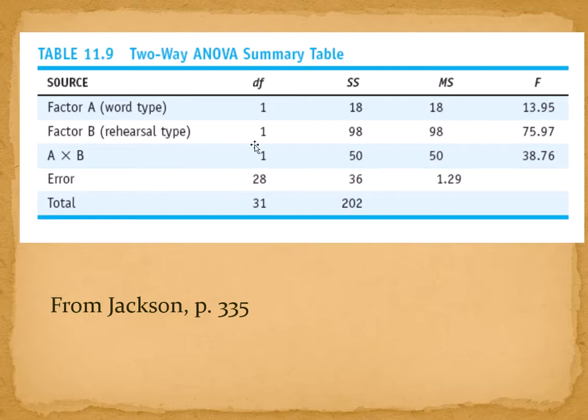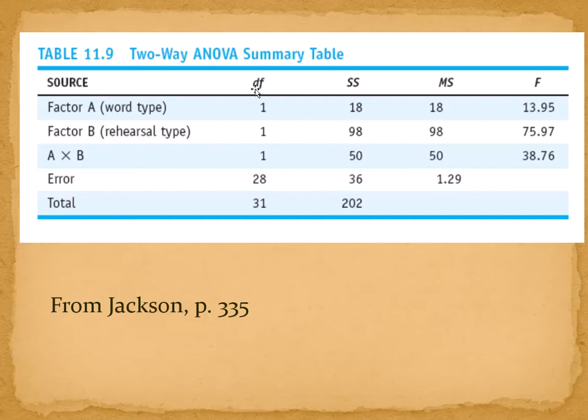So we have information. We know that it's 2, so in each of these, that's 2 minus 1. 2 minus 1 is 1. 1 times 1 is 1. There was a total of 32 people, so we ended up with 28. And we're given all this information. We know 18 divided by 1 is 18, 98 divided by 1 is 98, 50 divided by 1 is 50, 36 divided by 28 is 1.29.